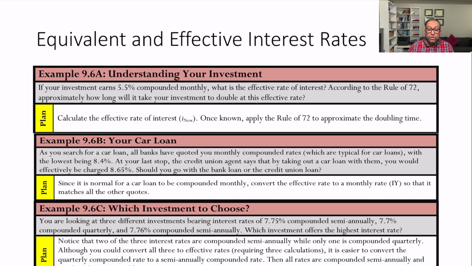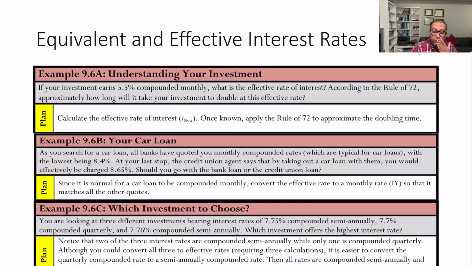Now these are the last 3 questions from this topic. If your investment earns 5.5% compounded monthly, what is the effective rate of interest? According to the rule of 72, approximately how long does it take your investment to double at its effective rate? So once known, apply the rule of 70 for the approximate doubling time: calculate the effective interest rate, and then apply the rule of 72.